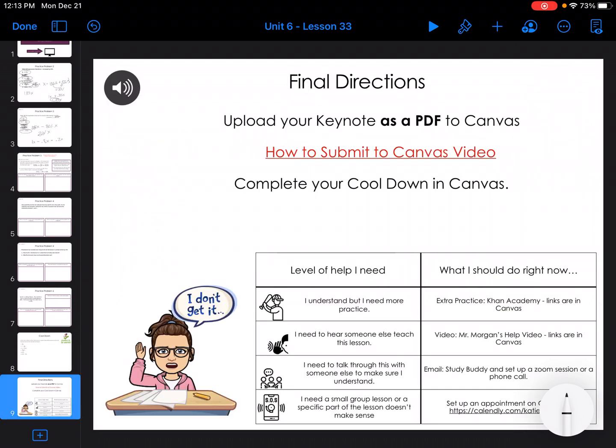The last part is I understand, but you need more practice. So you're in do Khan Academy. You want to watch somebody else do it, Mr. Morgan. You need help with a study buddy. Email a friend, get on Zoom, talk it out with somebody else.